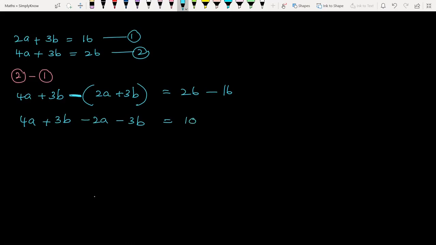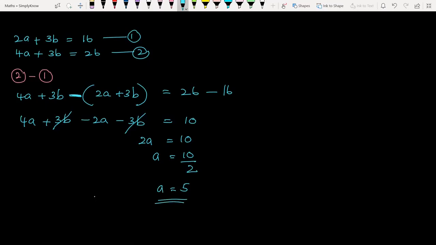Then we can cancel plus 3b and minus 3b. Then 4a minus 2a is 2a equals 10. So a equals 10 divided by 2, which is 5. A equals 5.